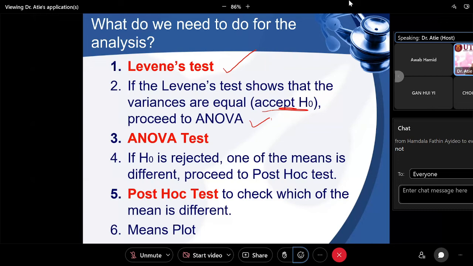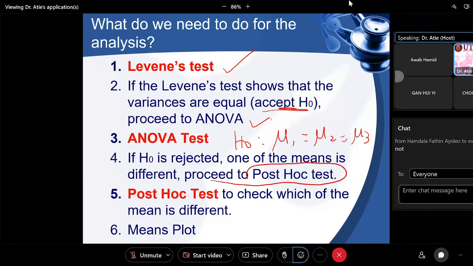All right. And then you need to perform the ANOVA test. If the H naught is rejected, one of the means is different. Usually H naught is that mean 1 is equal to mean 2 is equal to mean 3, for example. So if we reject, it means that one of the means is different. So they are not equal. Then you need to proceed to another test, which is called the post hoc test, right?